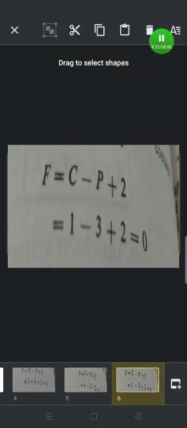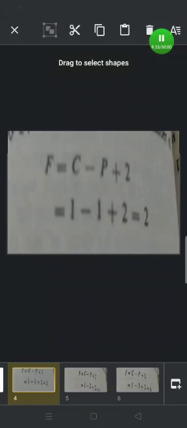Now we come to the phase rule. The phase rule states that provided the equilibrium in a heterogeneous system is not influenced by gravity or by electrical or magnetic forces, the number of degrees of freedom F of the system is related to the number of components and number of phases existing at equilibrium with one another by the equation F is equal to C minus P plus 2. Now we come to the one component system.